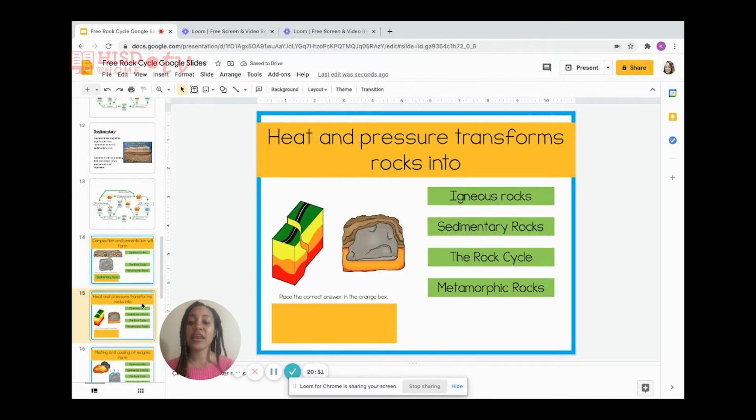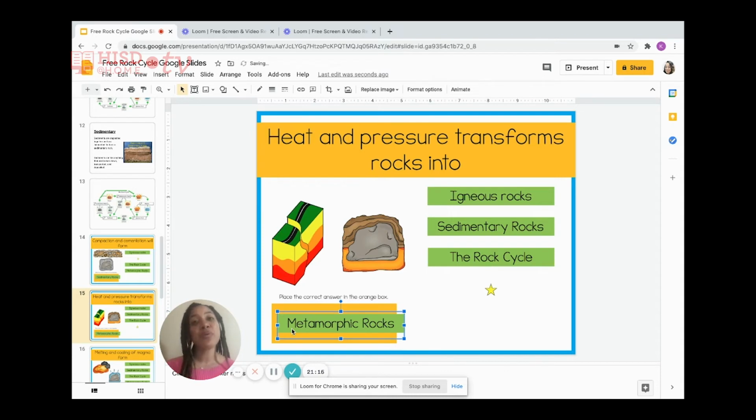Let's look at the next one. Heat and pressure transforms rock into... So if we apply heat and pressure, what will we get? Right. Once we apply heat and pressure, our rock will change. And if our rock is changing, we know it will now be called metamorphic rock.